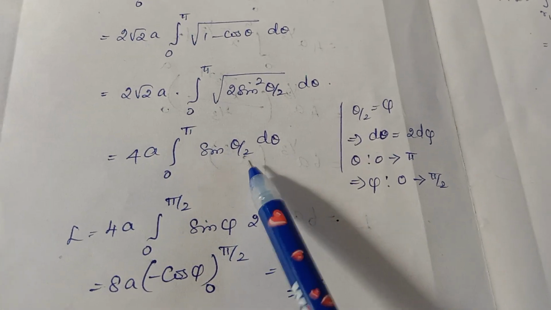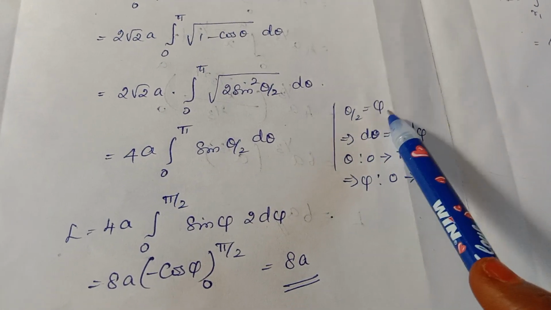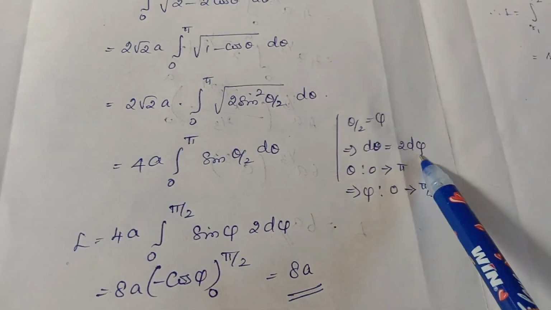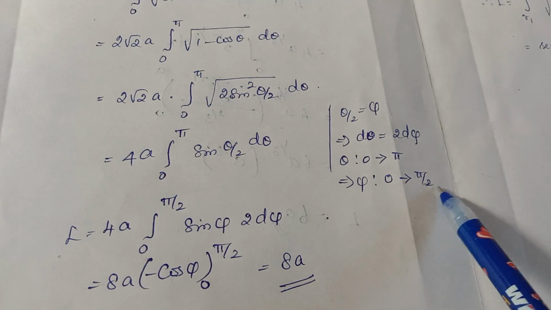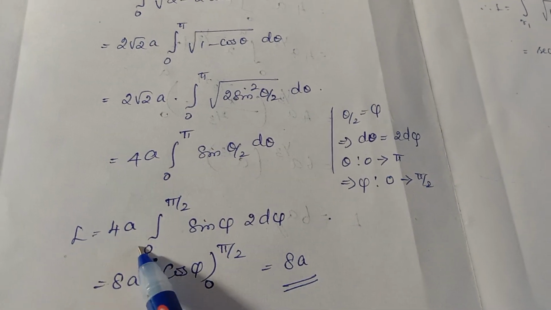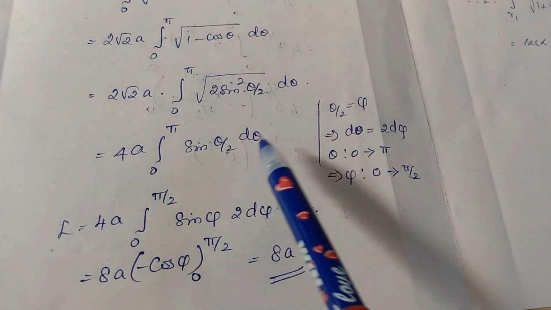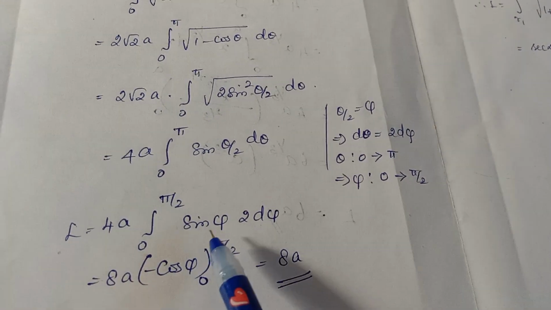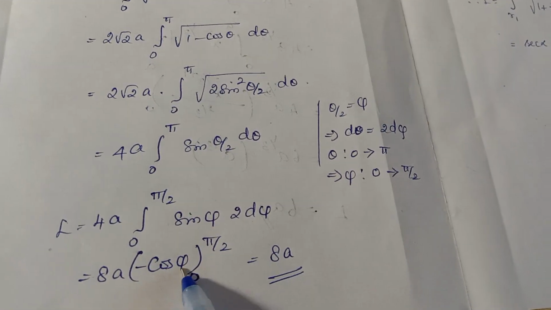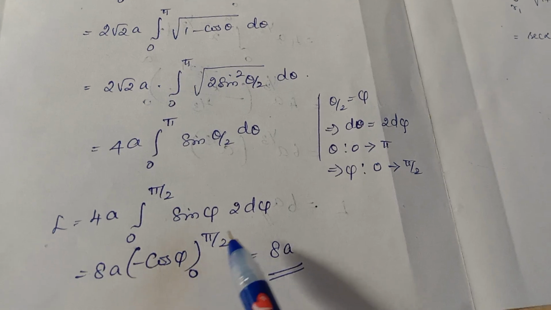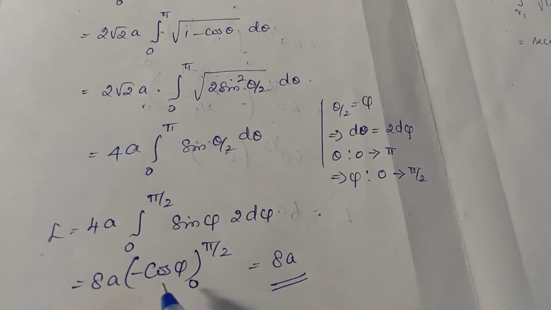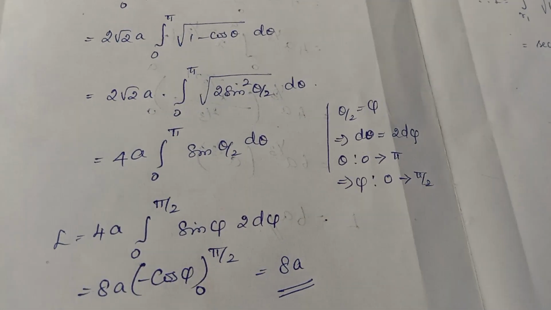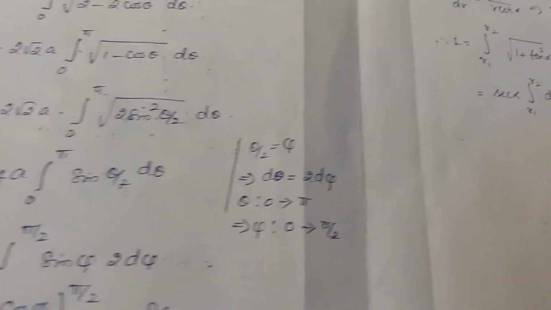For doing the integration, I am going to replace theta by 2 by phi, so d theta equals 2 d phi. Here theta varies from 0 to pi, which implies phi varies from 0 to pi by 2. So L equals 4a integral 0 to pi by 2 of sin phi, 2 d phi. So 8a into the integration of sin phi, which is minus cos phi, within the limits 0 to pi by 2. When you apply the upper limit, it will be 0. When you apply the lower limit, it will be 1. So 8a. So the total length of the cardioid equals 8a.